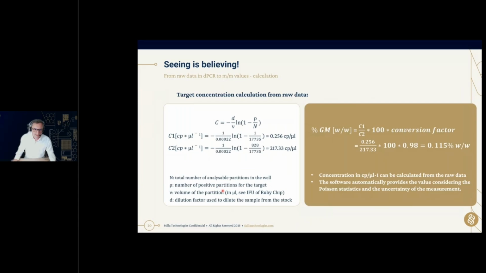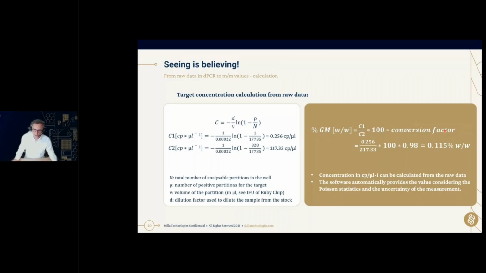And now we can directly calculate the amount of target concentration inside of our target. So we have here the same formula, so this is what we calculated before. And then we want to convert these copies per microliter to percent GM weight per weight. For that, we need the concentration 1 and concentration 2, so 1 droplet versus 819 droplets. We just divide them by each other, multiply with 100, and multiply it with the conversion factor, which we get on the website of the European Commission.